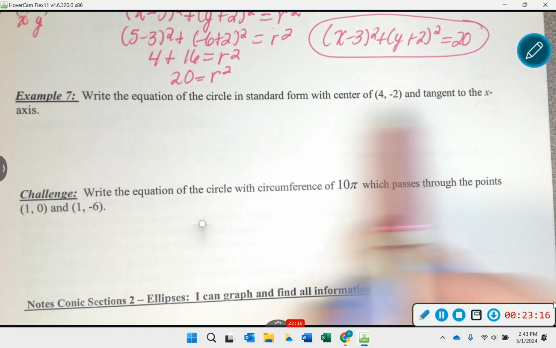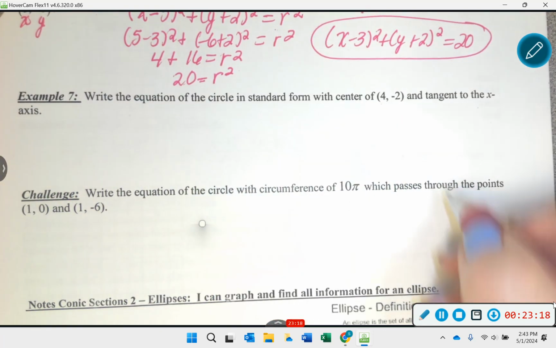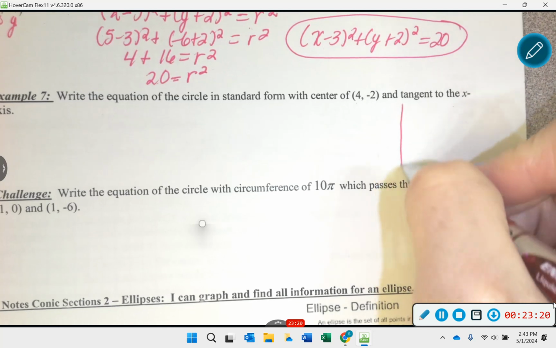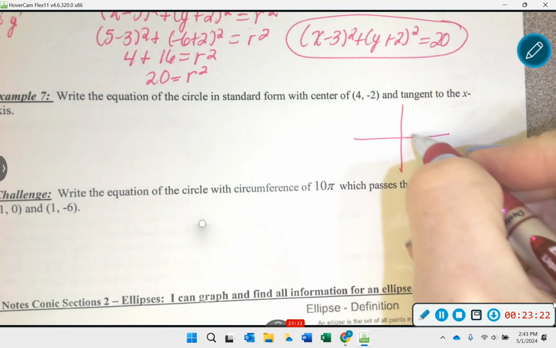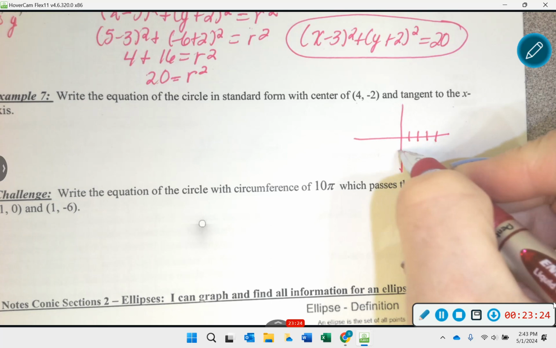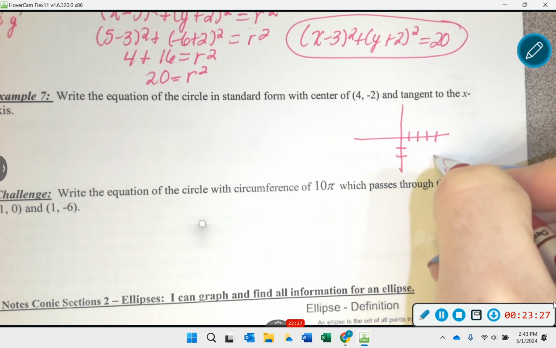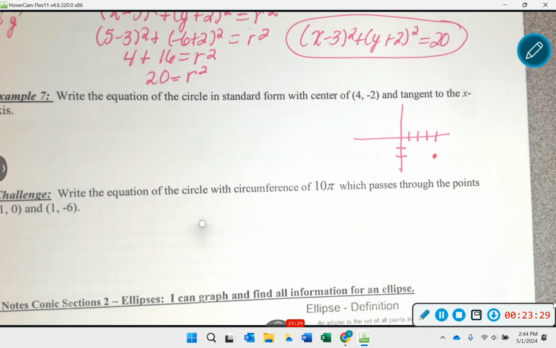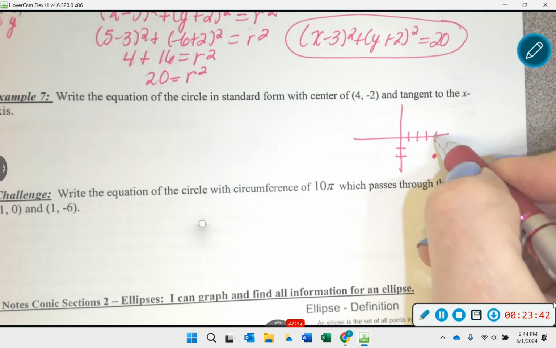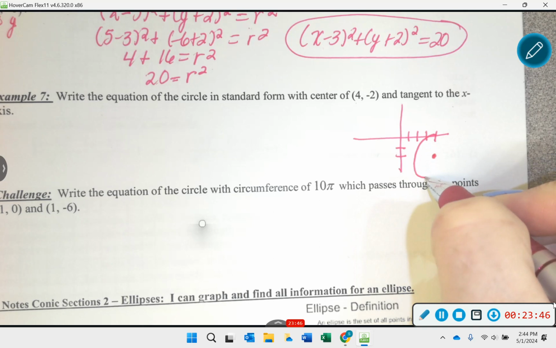All right. Write the equation of a circle in standard form, which is what we've been doing, with center of 4, -2, and tangent to the x-axis. All right, you're going to have to make a little sketch here. 4, -2. That's our center. What does tangent mean from geometry? It means that the circle touches it at exactly 1 point. So we want to be tangent to this x-axis. So that means the circle has to look like this.